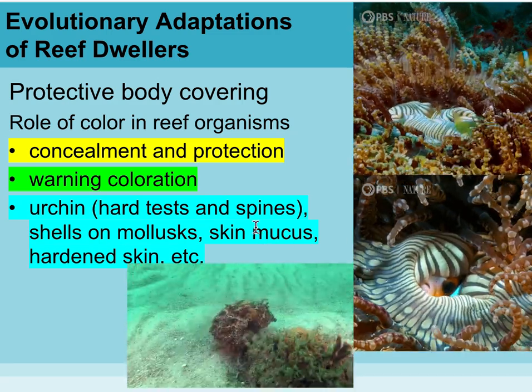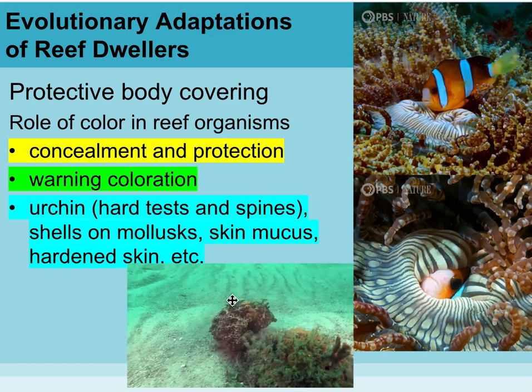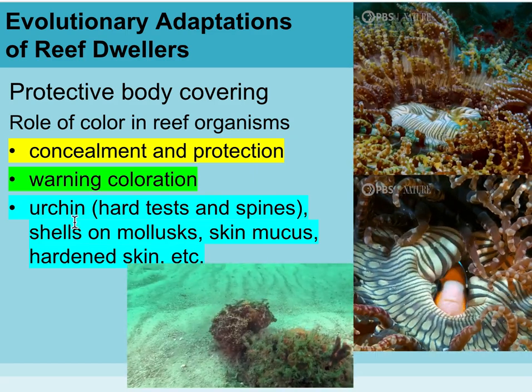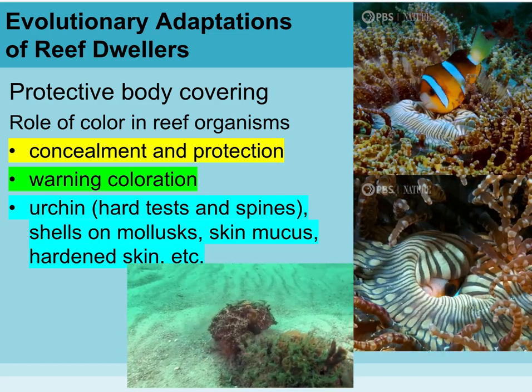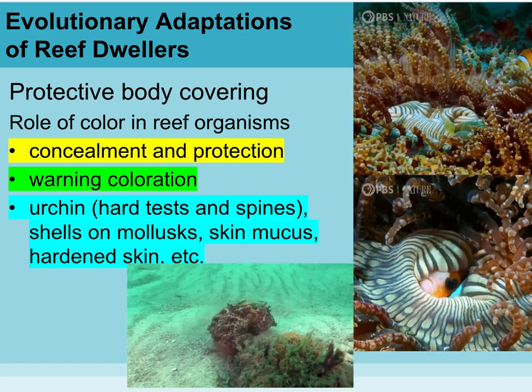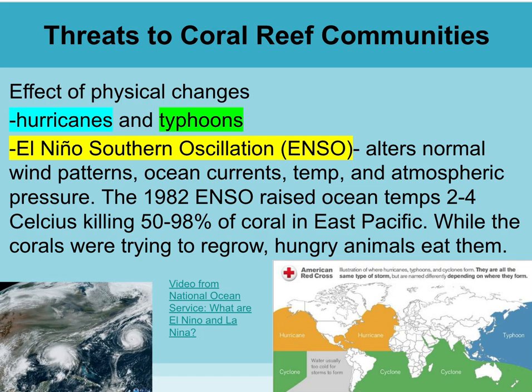Other adaptations of organisms with the coral is that some organisms will hide inside of soft coral. They'll use warning coloration. You have things that hide like this. You have urchins that have hard tusks and spines or shells on mollusks or mucus on their skin, all meant to hide and conceal themselves on the reef.